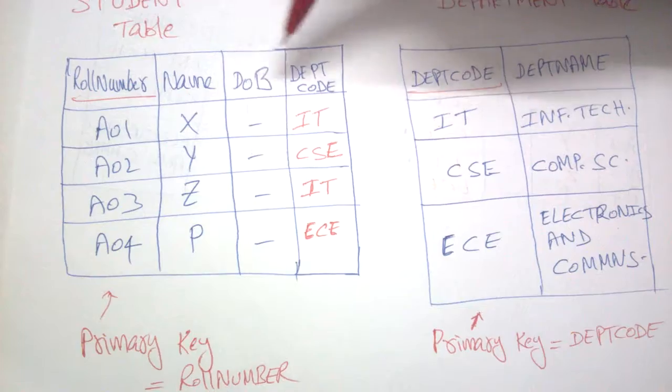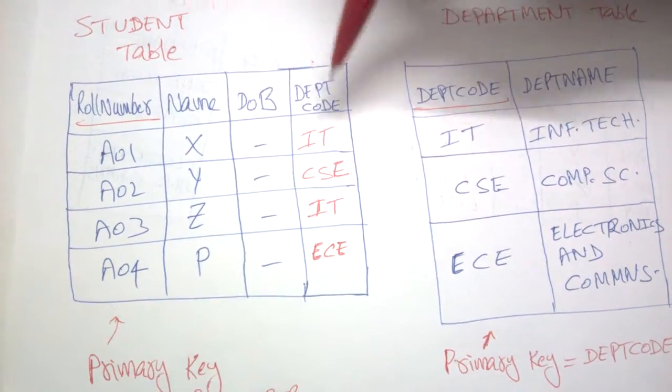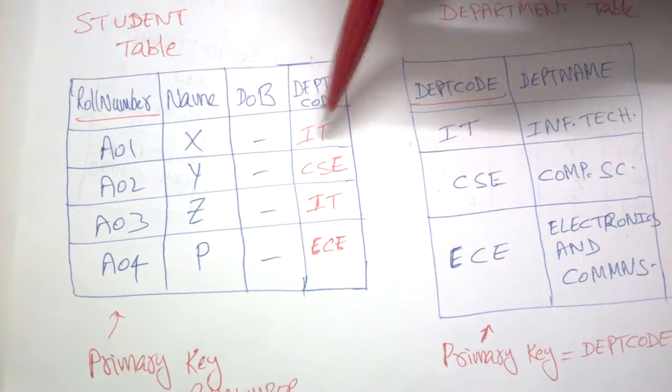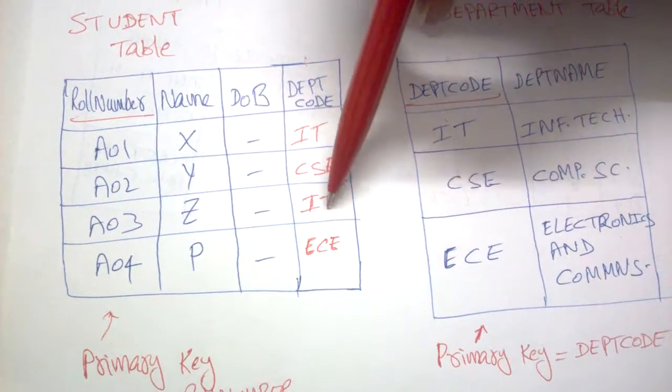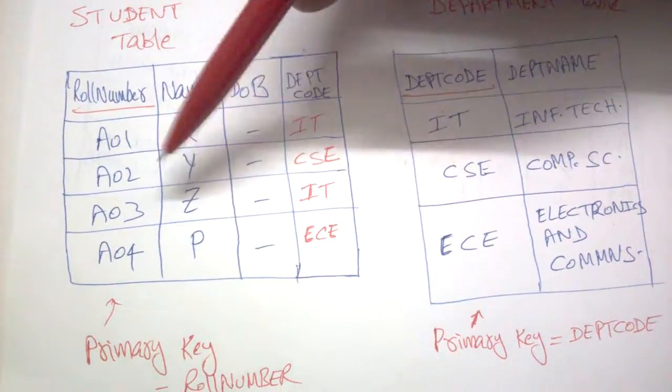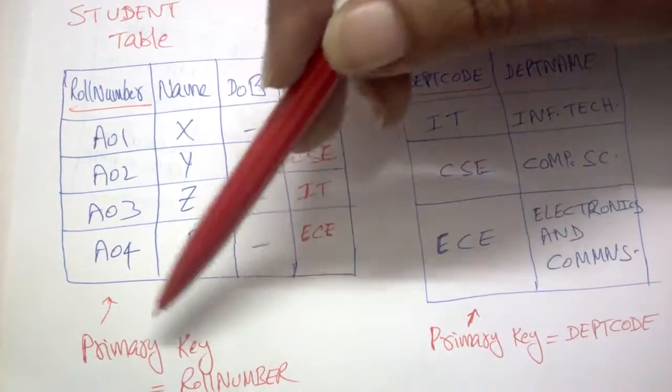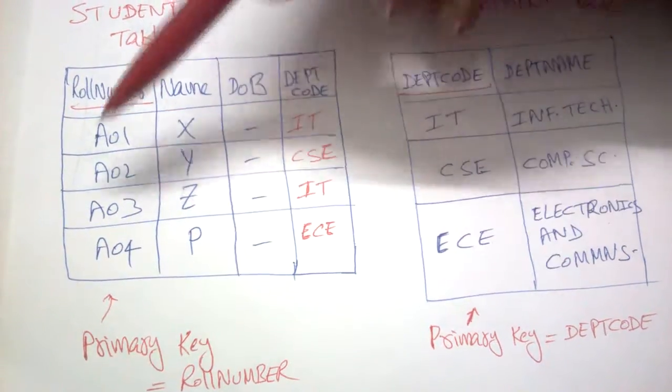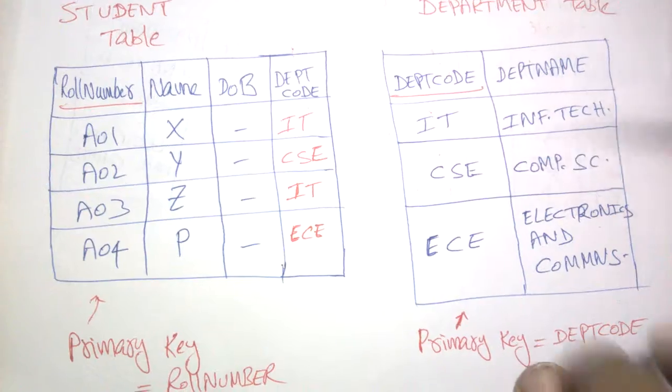Now this is the student table. We have added this extra column here. As we can see, there is a correlation. This IT is the same as this. So this student belongs to this department code, and so on and so forth. The primary key here is roll number, and here the primary key is the department code.